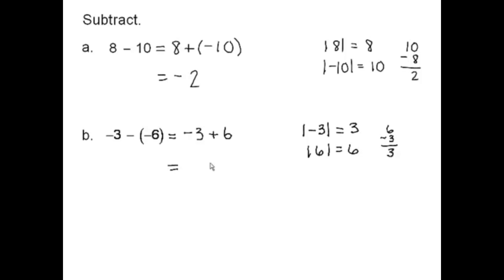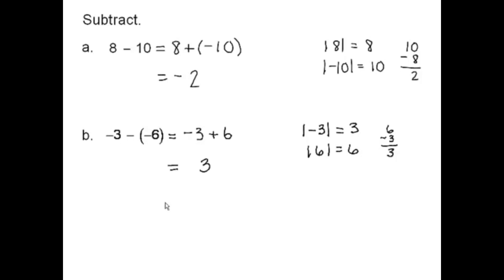So in our answer we have a 3. Now we need to figure out what sign it is. We take the sign from the greater absolute value. 6 is greater than 3, and in our problem 6 is positive. So our answer is positive 3. Negative 3 minus a negative 6 is positive 3.